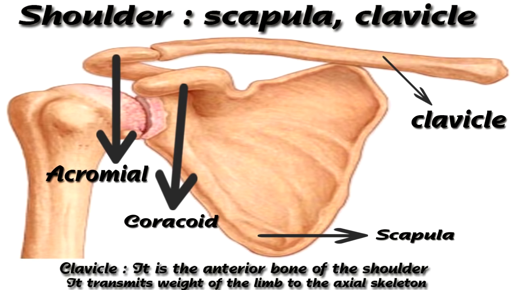The clavicle. The clavicle is the anterior bone of the shoulder girdle. Also, it transmits weight of the limb to the axial skeleton. The clavicle can be divided into lateral third, medial two-thirds, and the shaft.